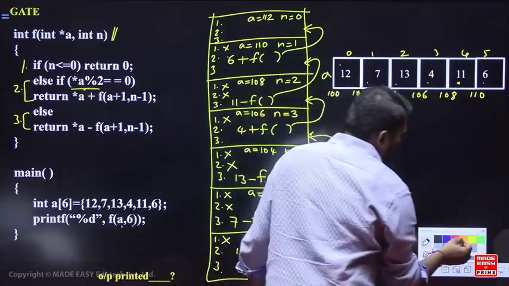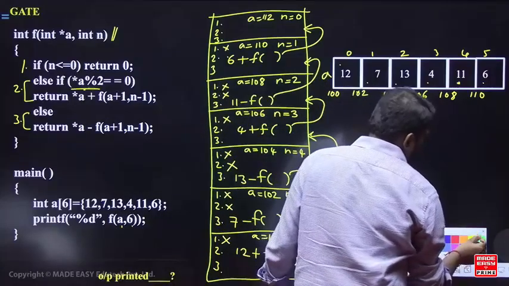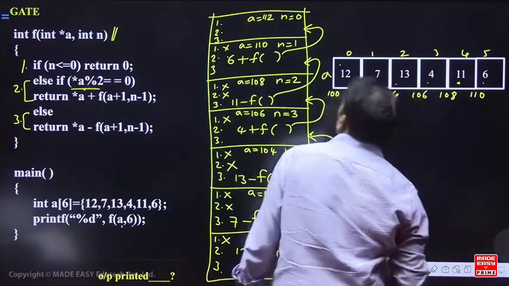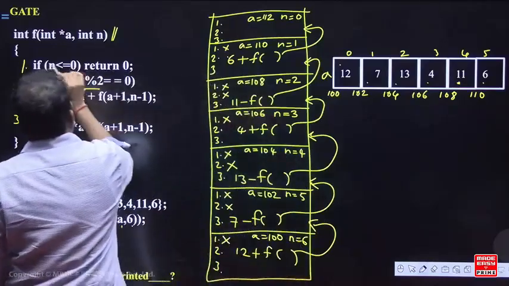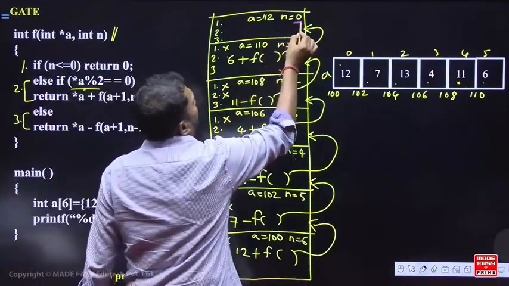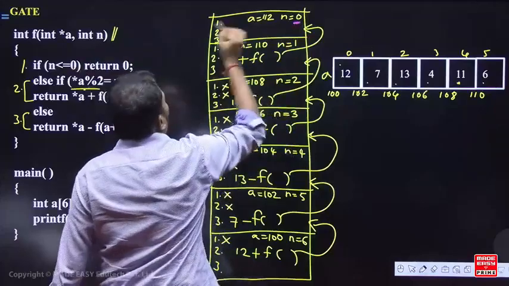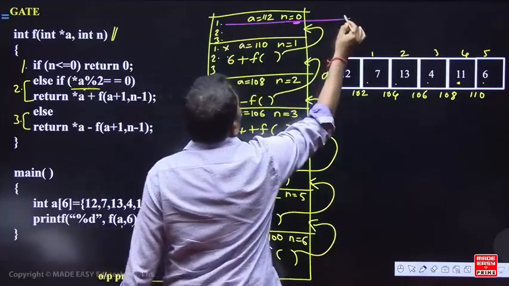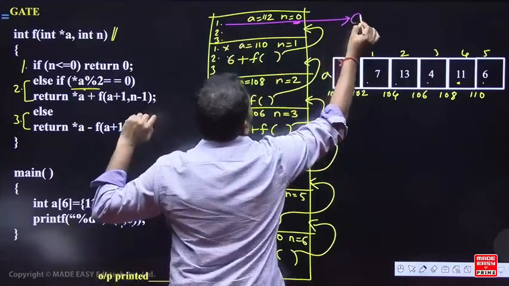Now listen carefully. Now what is happening? I am using a different color, so let me use the pink color. Now n less than or equal to 0, true or false? True, because the n value is 0. When the n value is 0, the first statement applies. It is saying return 0, so this is returning 0.